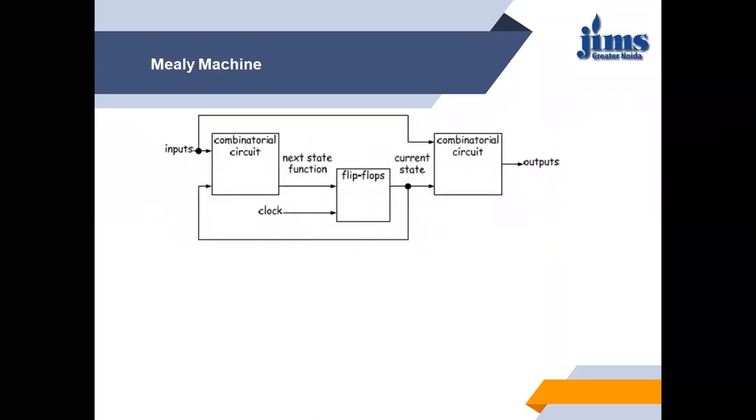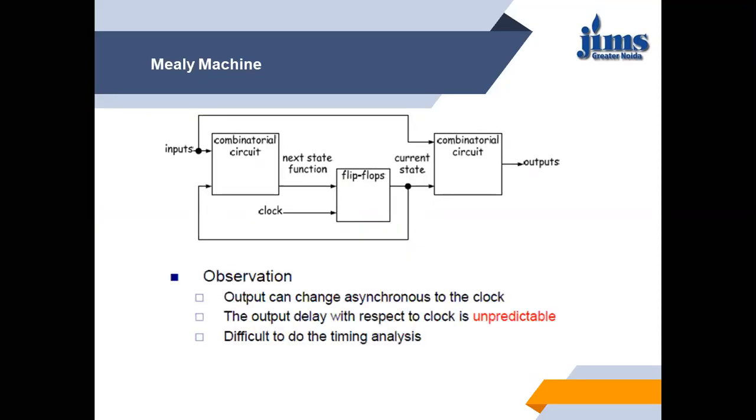Now let us talk about the Mealy model. We have an input combinational circuit, some flip-flops, and for the output we have some combinational logic. The output of the flip-flop is the current state. When we observe the state diagram of Mealy machines, the observations are as follows. Output can change asynchronously to the clock because output is a function of combinational logic, and the combinational circuit does not require any clock pulse. The output delay with respect to the clock is unpredictable, and further it is difficult to do the timing analysis of the Mealy machine.